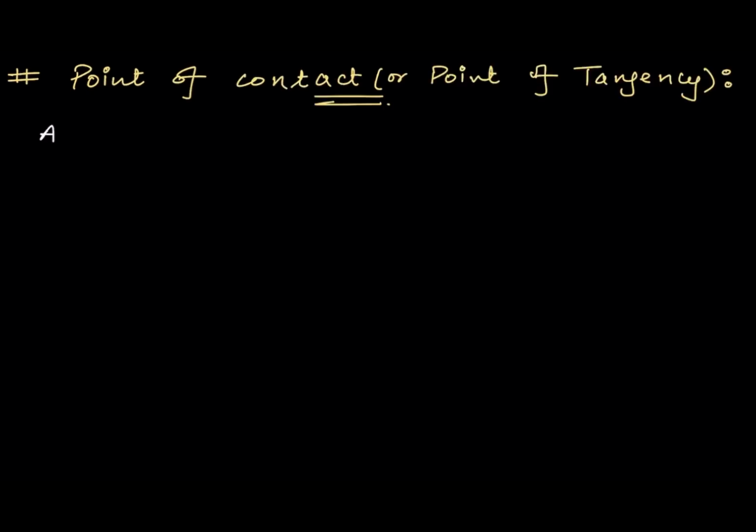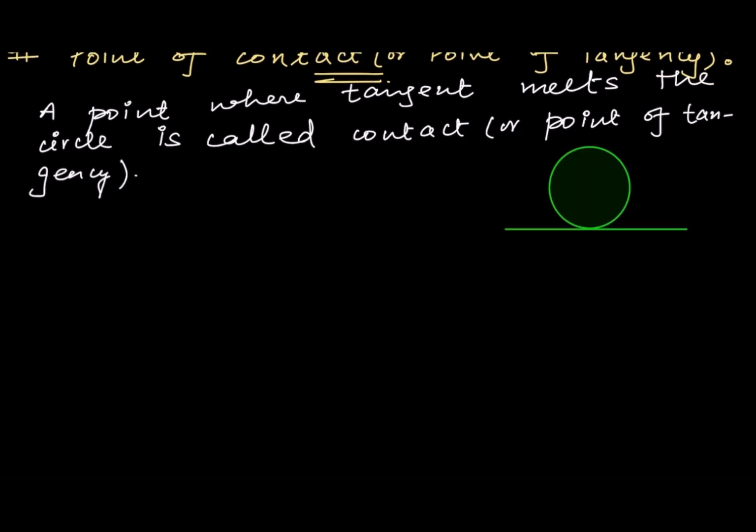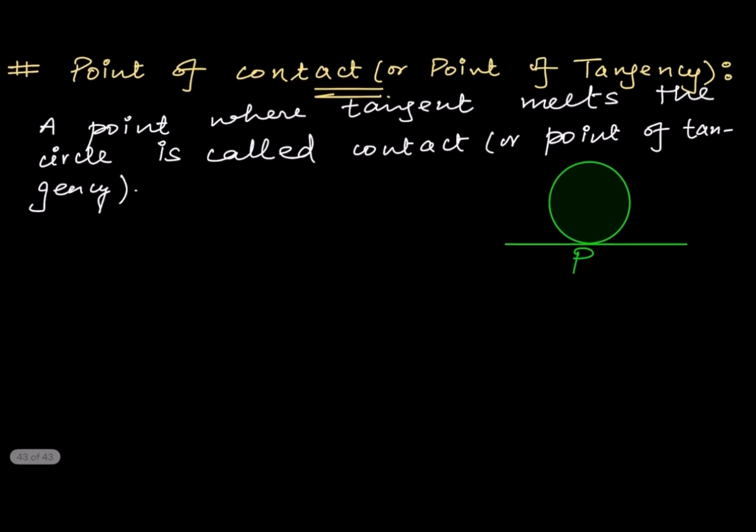Write down the heading: point of contact or point of tangency. The point where a tangent meets the circle is called the point of contact or point of tangency. As we can see in the figure, point P is the point of tangency. So we have to find the coordinates of the point of contact in this article.